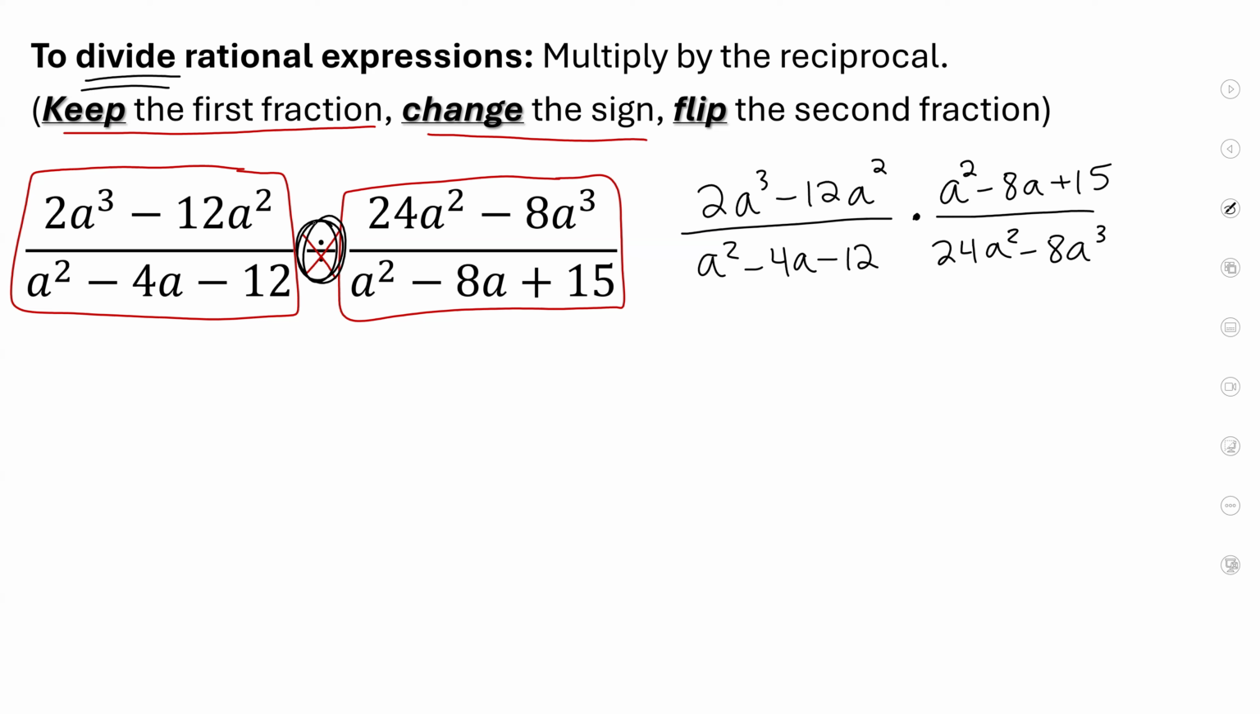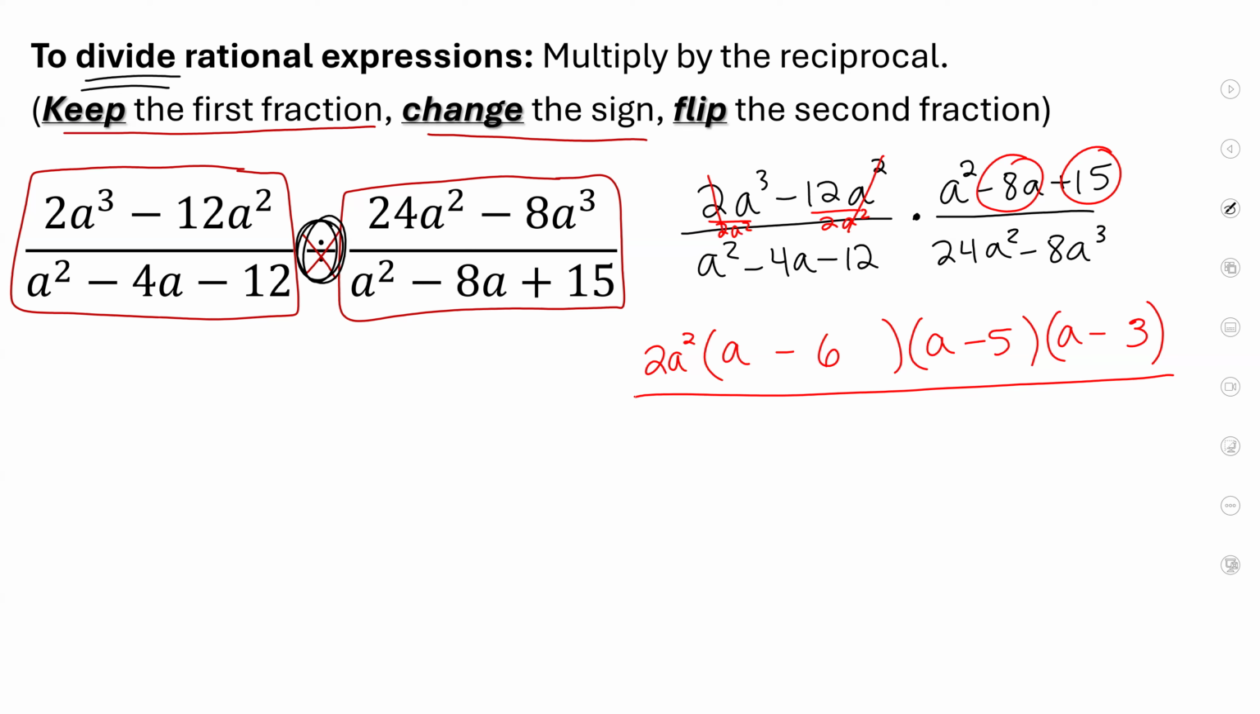Now, guys, we're going to do what we've been doing. Factor and simplify. So I'm going to go ahead and factor this first one. What can these both be divided by? 2a squared. So if I did 2a squared, those would cancel. I'm left with a. Those would cancel, and I would be left with 6. Okay, give me two numbers that multiply to 15, add to -8. Thank you. -5, -3. All right, that's the numerator.